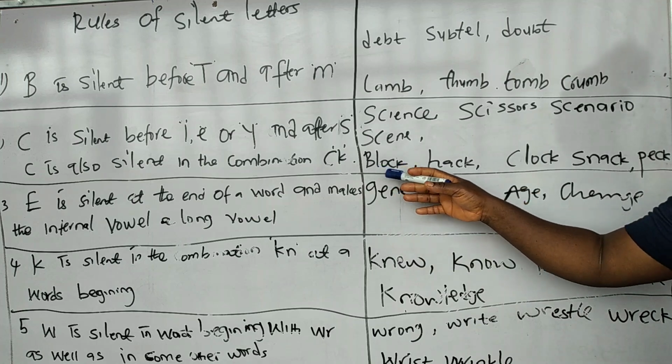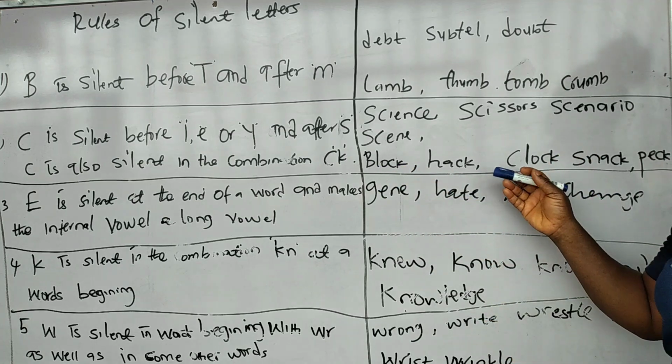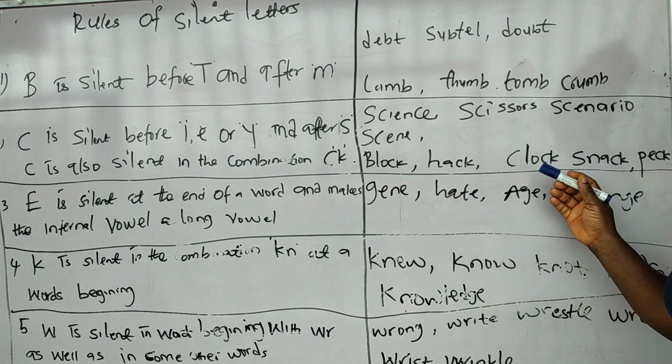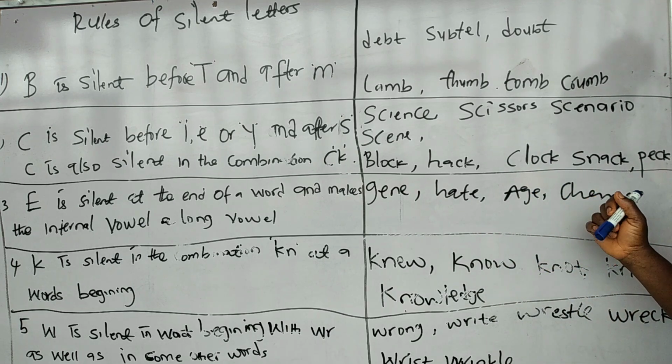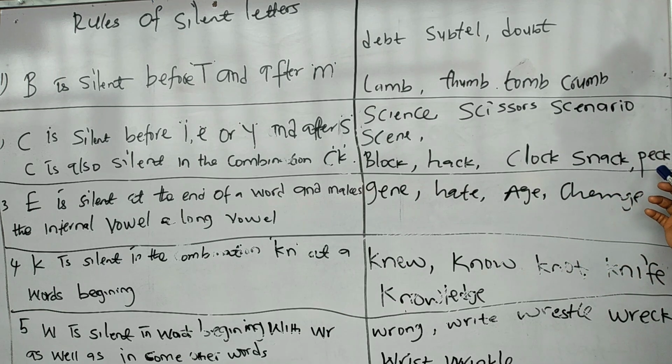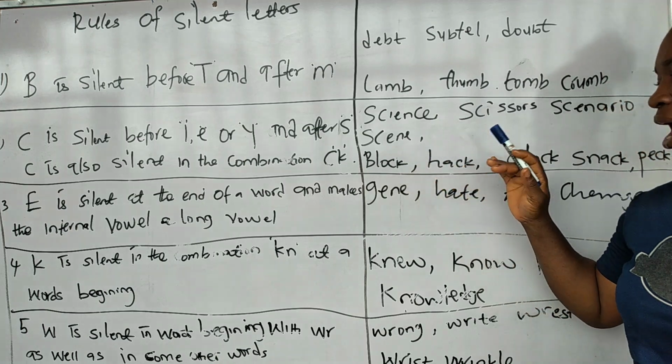So we have words like block. You can see that the C is actually silent. We have hack. We equally have clock, and snack, as well as peck. So you can see that the C's here are actually silent.